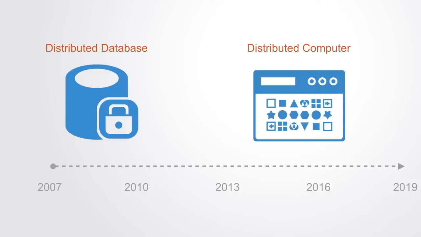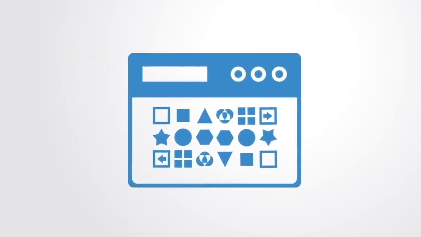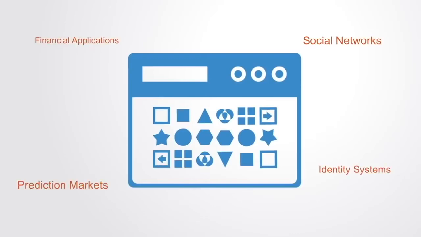As of 2018, Ethereum is the largest and most popular platform for building distributed applications on. Many different types of applications have been built on it, from social networks to identity systems, to prediction markets, and many types of financial applications.